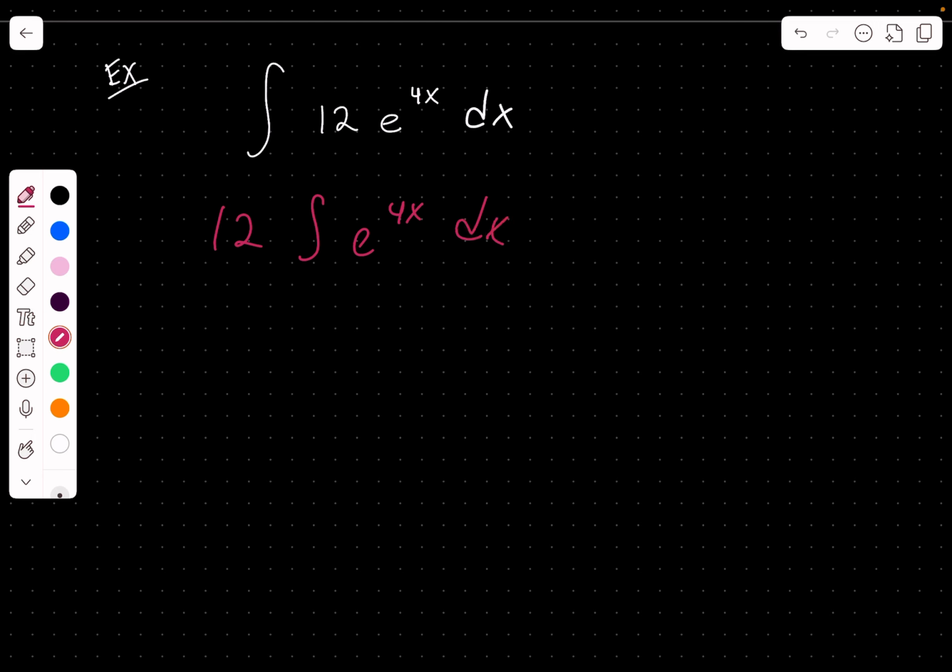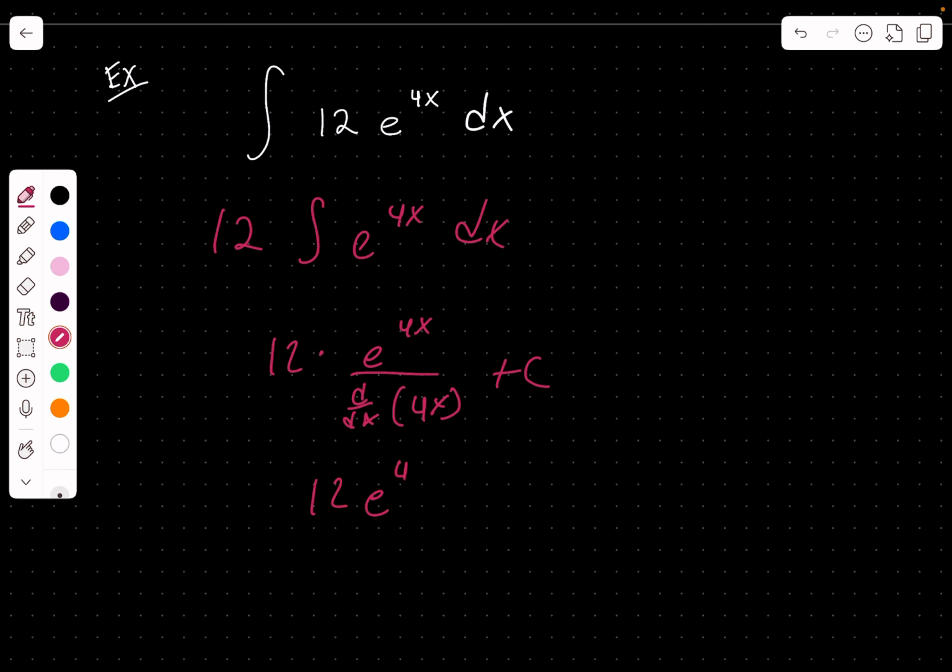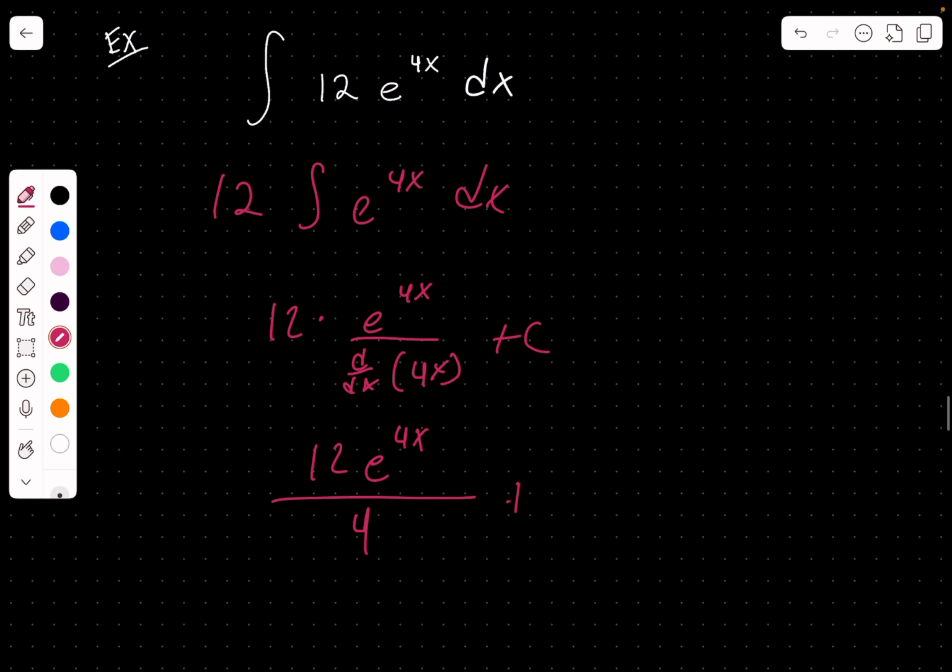Now, business as usual: 12 times e to the 4x over d dx of 4x, plus c. We get 12 times, well, actually I could just squish it all together, 12 e to the 4x over 4, because the derivative of 4x is 4, right? Plus c. This is going to simplify, of course, and 12 divided by 4 is 3.